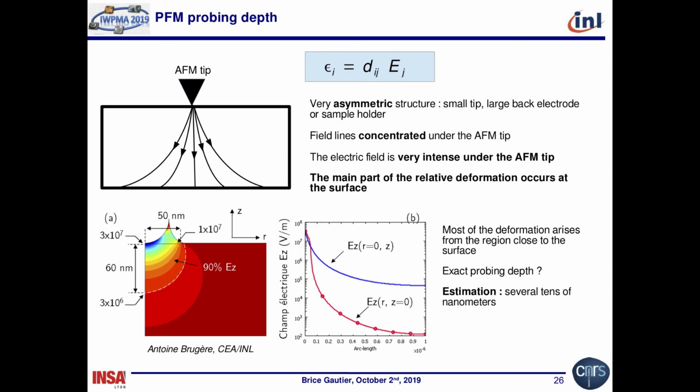So that means that most likely, since the relative deformation is proportional to the electric field, the part of the sample which is responsible for the PFM signal is located on the first 100 of nanometers. So this is a fact that what is beneath 100 of nanometers does not contribute very strongly to the PFM signal. And you have to be aware of that, especially if your sample is not homogeneous in depth.